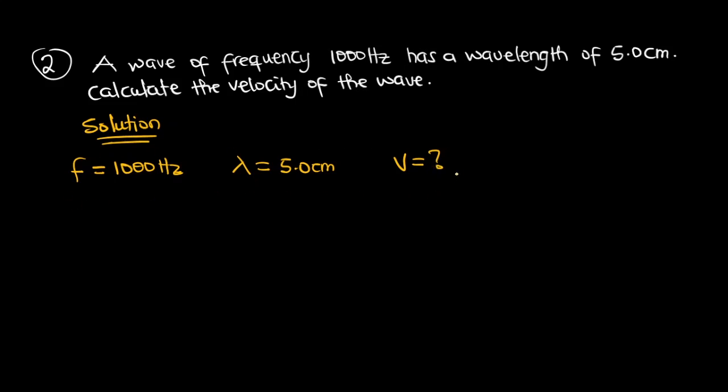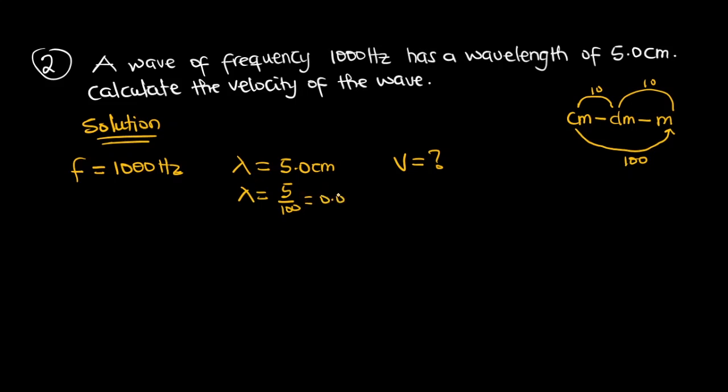Now, if you look at this, you realize that the frequency has the right unit, but the wavelength is given to you in centimeters instead of meters. So you need to do the conversion. To move from centimeters to decimeters to meters, the gap from centimeter to decimeter is 10, and from decimeter to meters is also 10. So to move from centimeters all the way to meters, it's 100, right? So it means that we have to divide the 5 by 100 to get it in meters. If I do that, my wavelength will now be 5 divided by 100, and this will give me 0.05 meters as my wavelength.